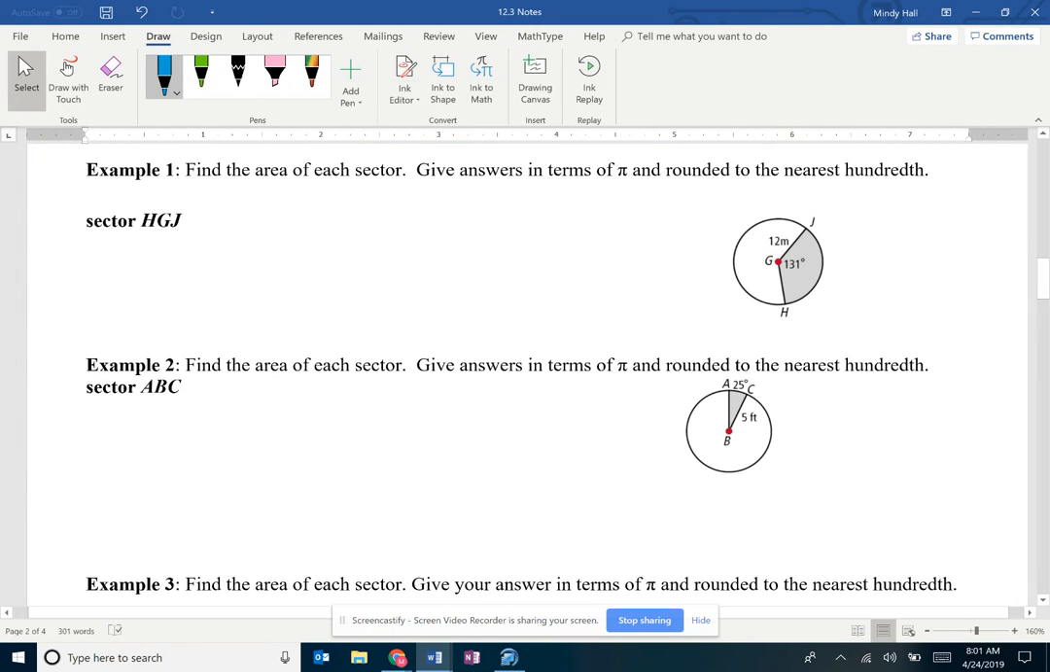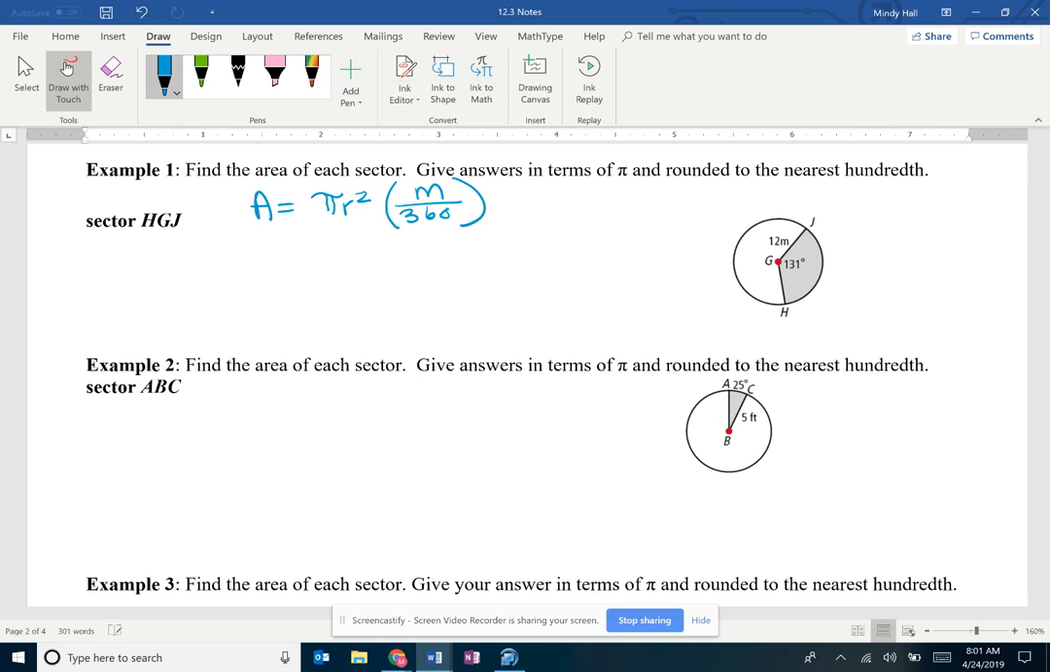Moving on, we want to find the area of the sector and then give our answers in terms of pi and round to the nearest hundredth. So with this one, we have area. It is your circle area times your arc divided by 360, because again, that 360 is your circle. So in this case, my radius is here. And that 131, remember, central angles have the same measure as their arc. So we're going to be plugging in 12 and 131.